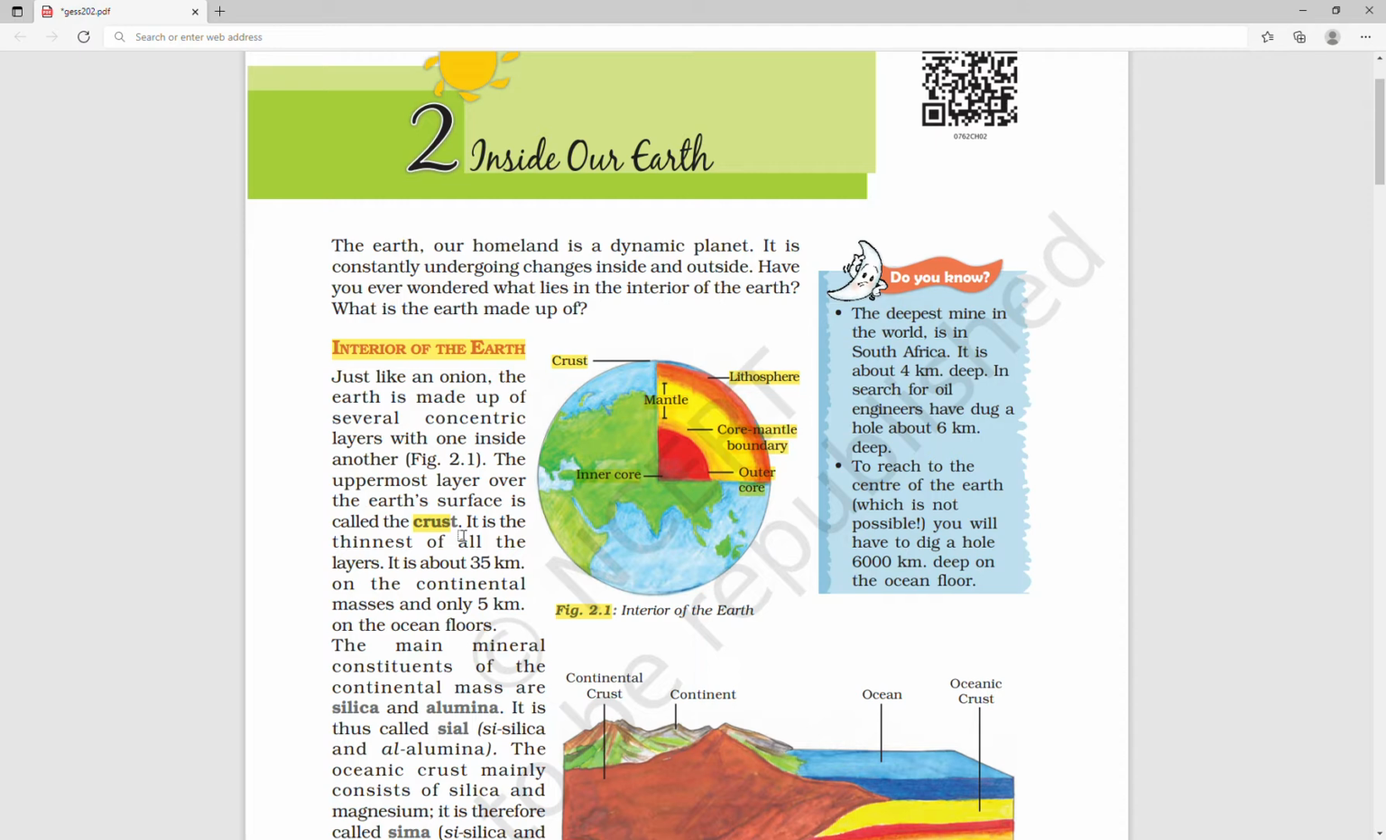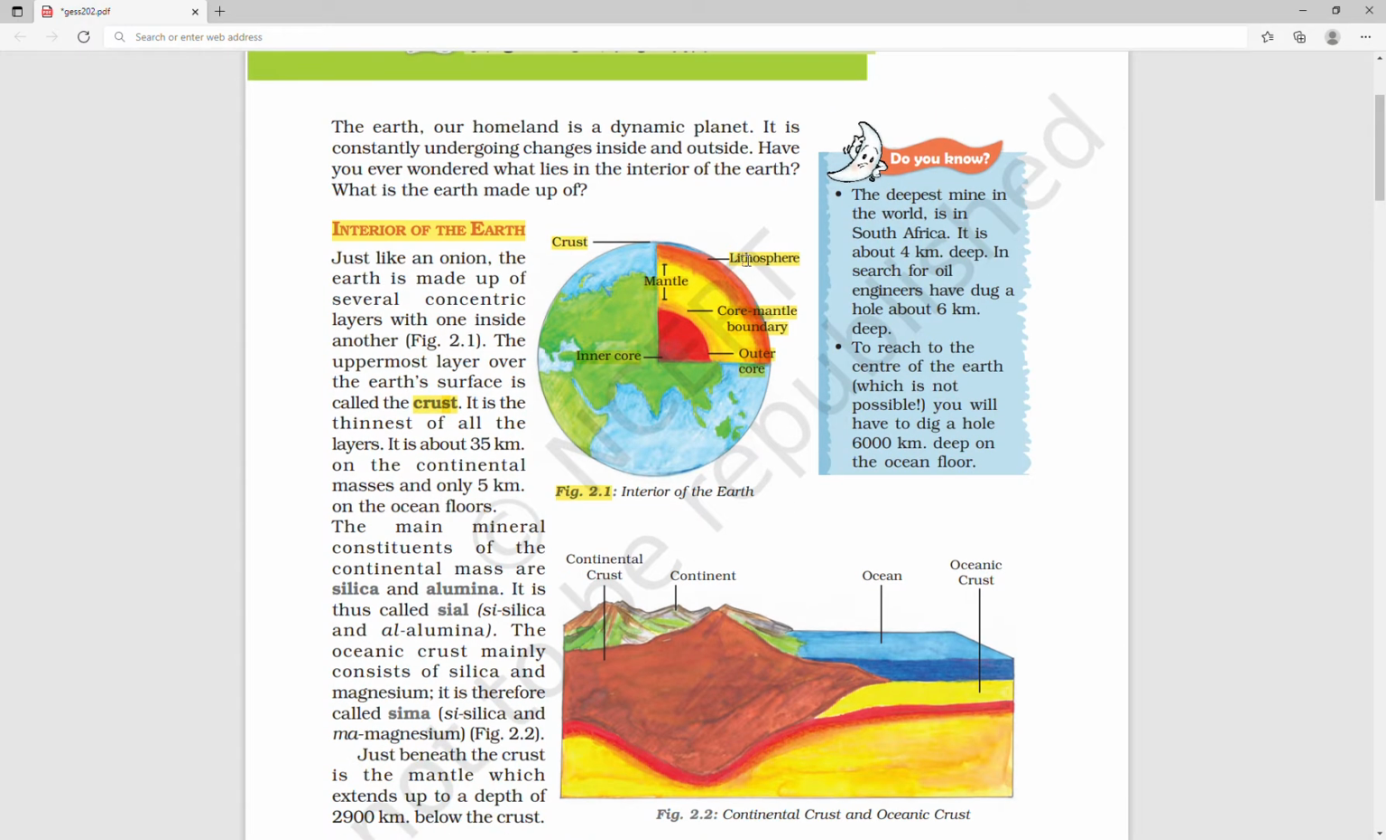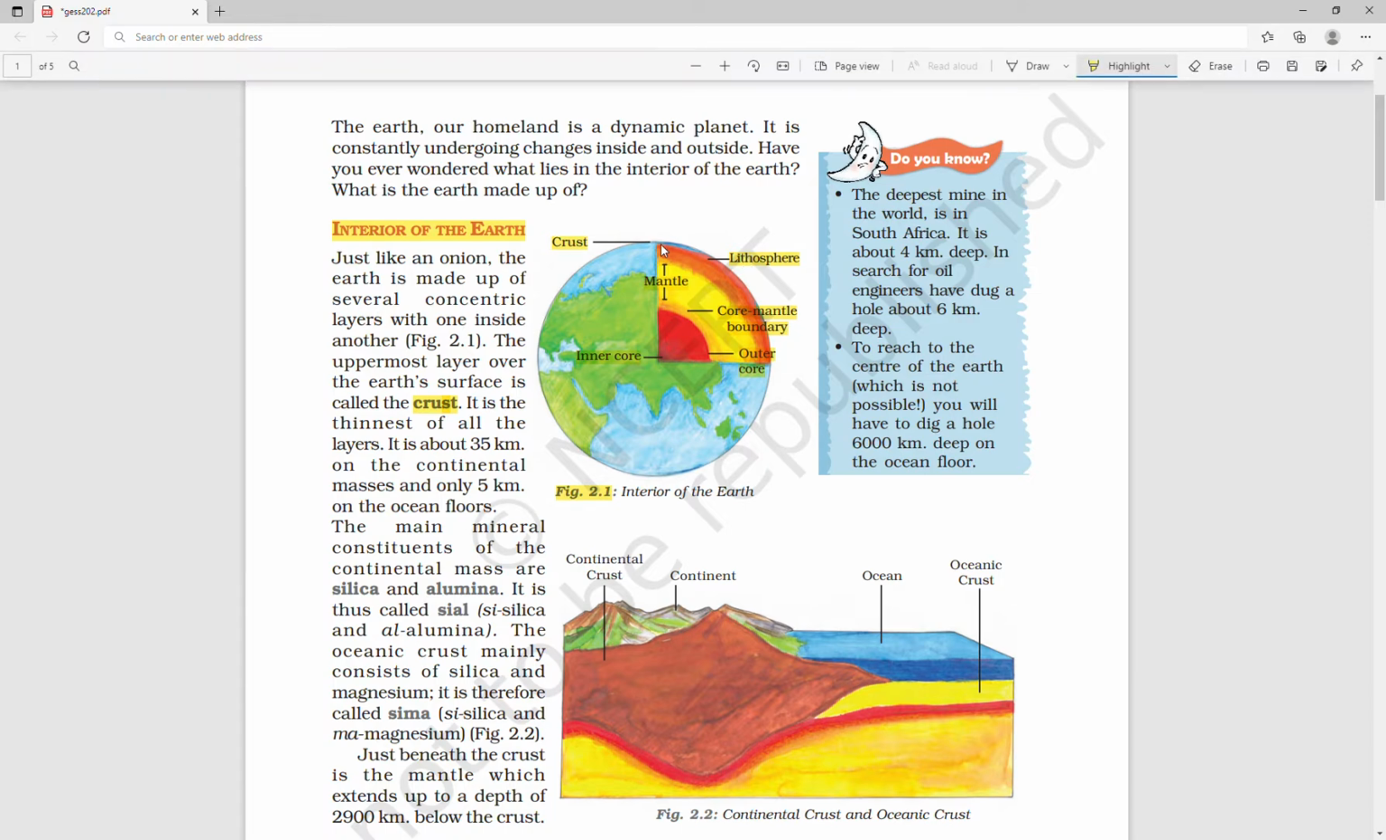Now let's learn this one. It is the thinnest of all layers. It means the crust is the thinnest among all the layers. The other layers are bigger than the crust. If you have the textbook, you can underline this one. I will say you underline crust, then the thinnest of all layers.